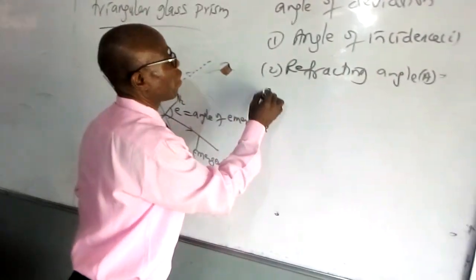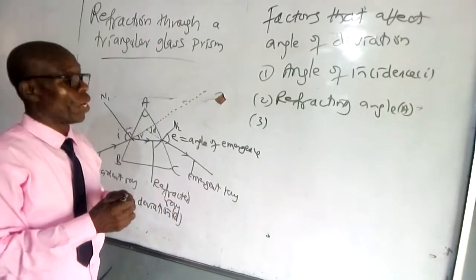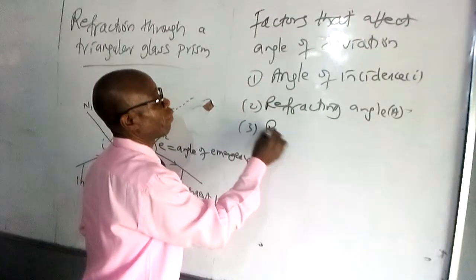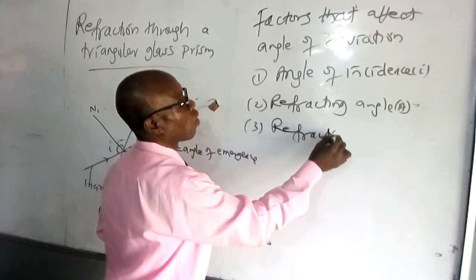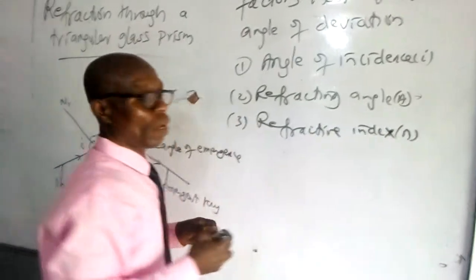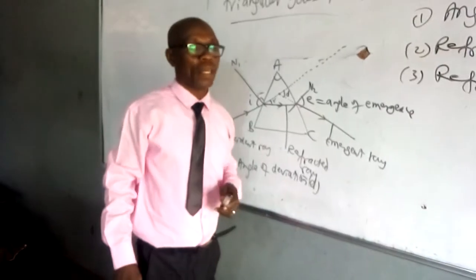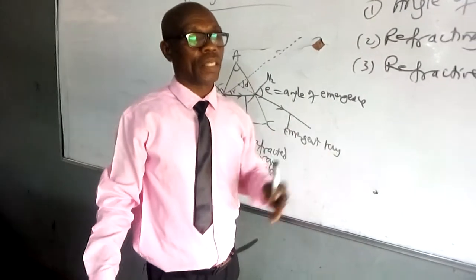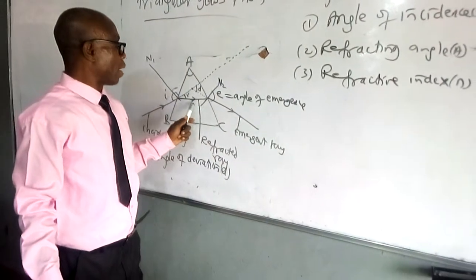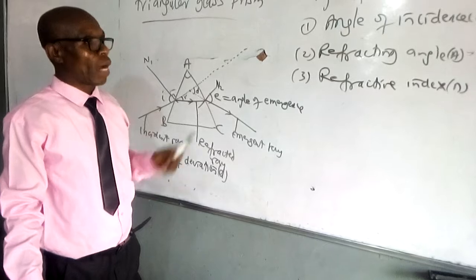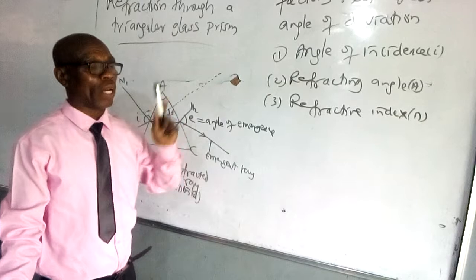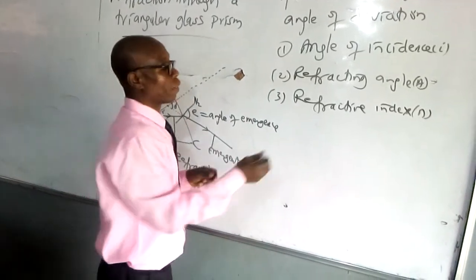The third factor that affects the angle of deviation is the refractive index of the material of the prism, N. Of course, refractive index is the ratio of sine of angle of incidence to sine of angle of refraction. But for this particular prism, we can also calculate the refractive index using this formula.